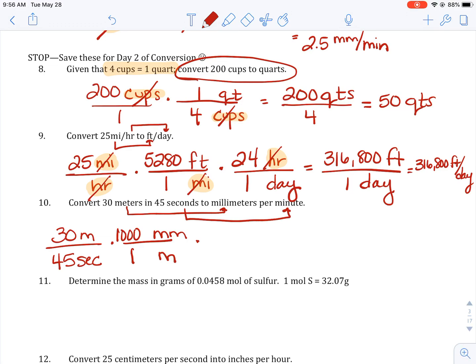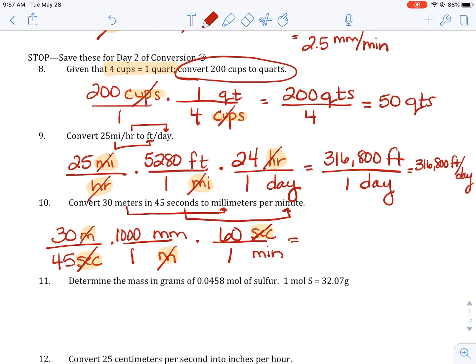Then our time unit, seconds and minutes. I want seconds to cancel. It's currently in the denominator. I'm going to move it to the numerator. Minutes on the bottom, because that's what I'm changing it into. 1 second or 1 minute, which is larger, the 1 minute. And then how many seconds in a minute? 60. If you haven't gone through, note that because seconds is in the denominator and the numerator, it can cancel. And because meters is in the numerator and the denominator, it can cancel. So that I only have the units that I want in my final answer.